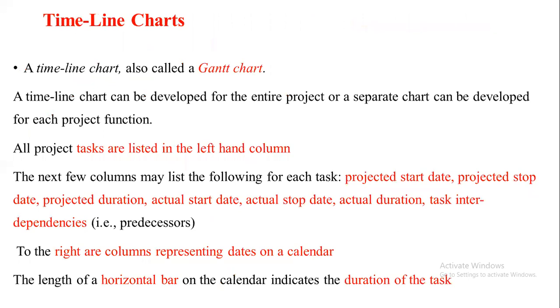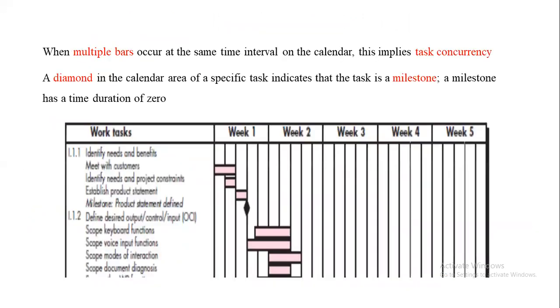So when I say timeline chart, this is going to tell you when you're going to start the task and when you're going to end the task. This is also referred to as a Gantt chart. Look at the diagram. This is a sample timeline chart. Here you will have the number of work tasks. These are some of the work tasks. So 1.1.1 is identifying the needs and benefits. For that, we have 3 tasks: meeting the customer, identifying the need, and finally establishing the product statement. So for the first task, we have 3 subtasks.